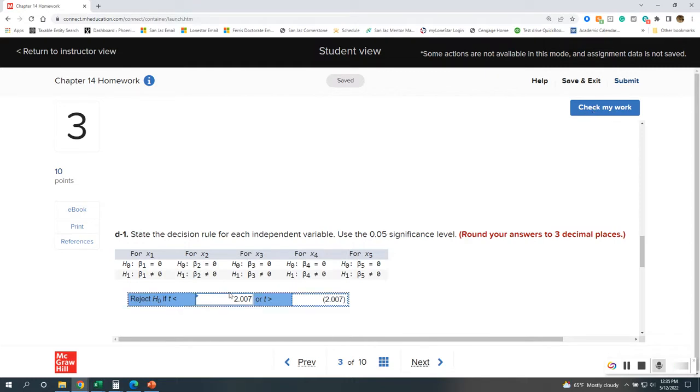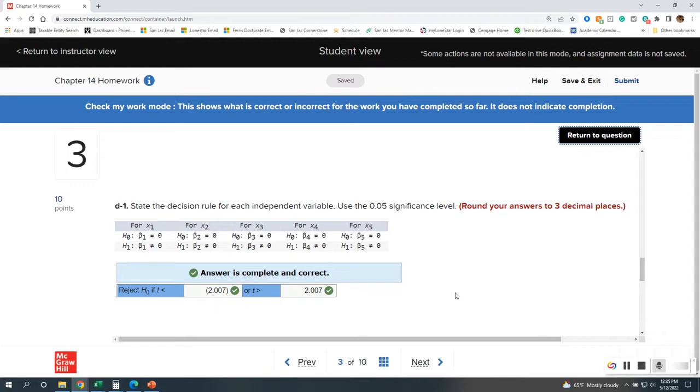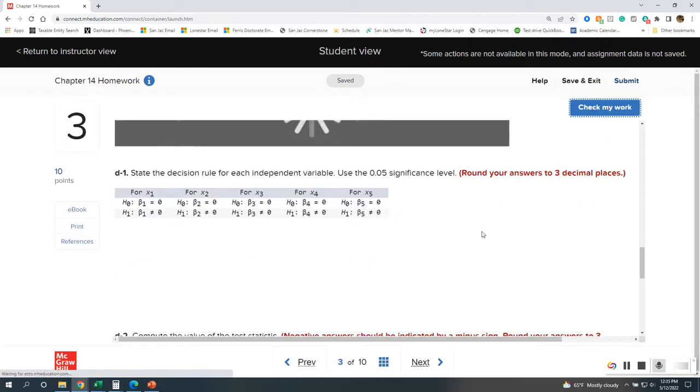Oops, that should be the opposite. 2.07, and this should be the negative. Okay, check. There we go. So remember, we got 5 treatments. So our t value actually has to be how many observations we have, minus the number of treatments, or the number of independent variables.